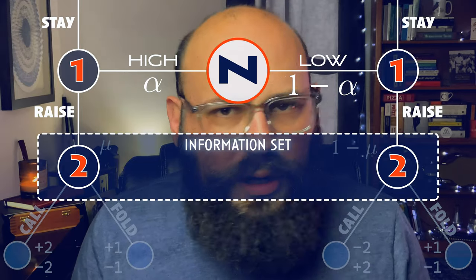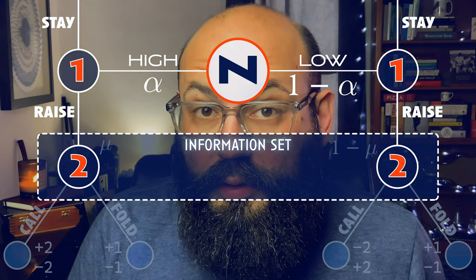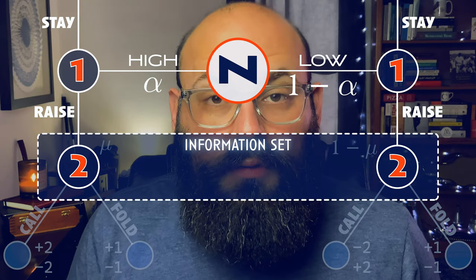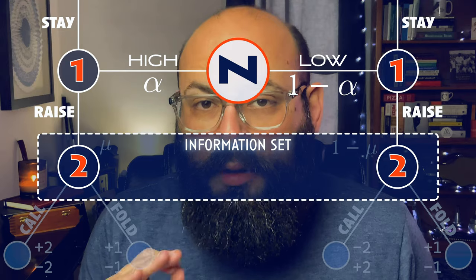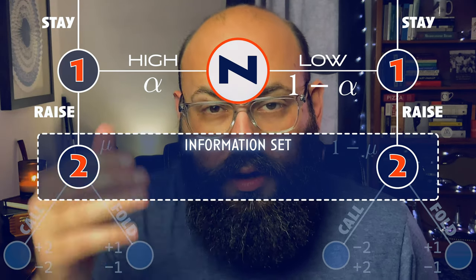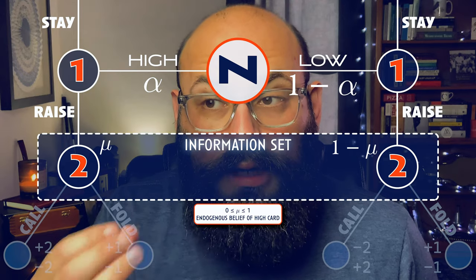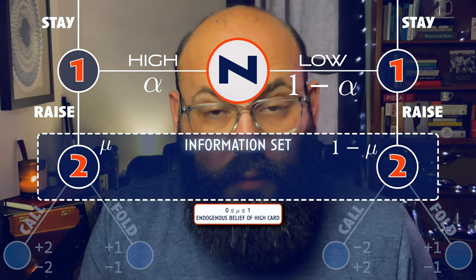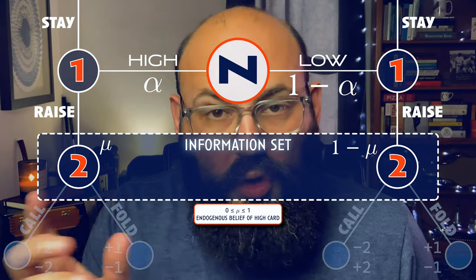That's sort of the whole point of this model. Player two, the receiver of the signal, doesn't get to know the state of the world. The way that we pin down their beliefs is we'll say they believe that player one has a high card with probability mu. We'll call that their belief. Their belief is mu. And we'll talk about ways to obtain the belief in a second. But mu is just some probability.